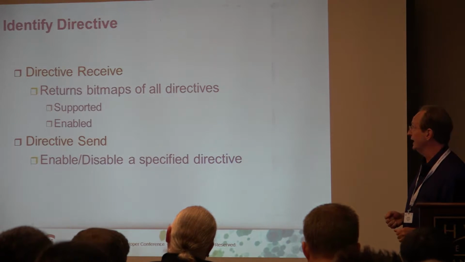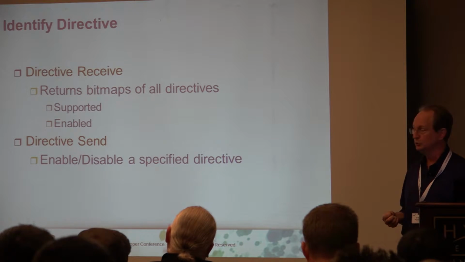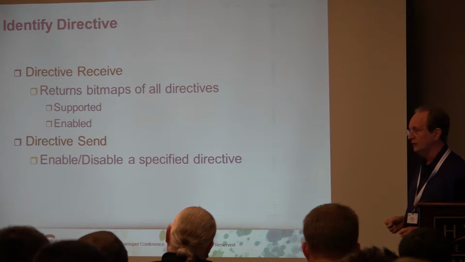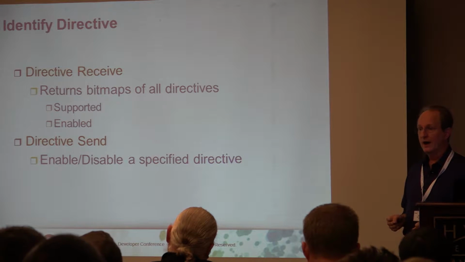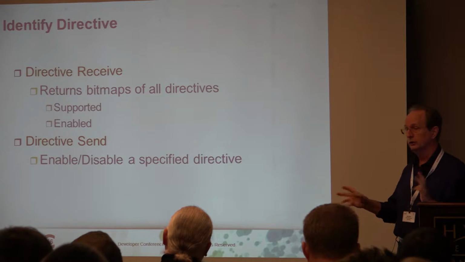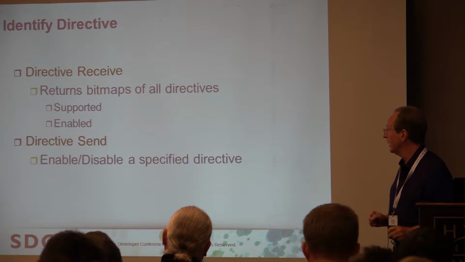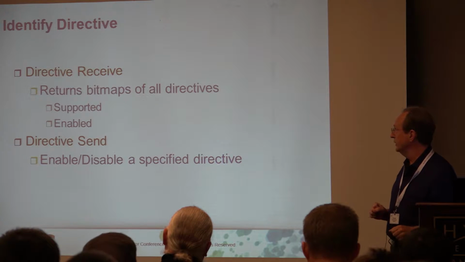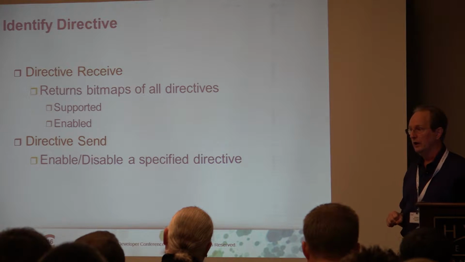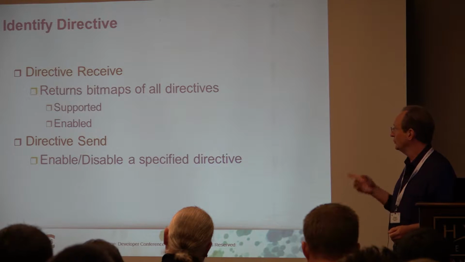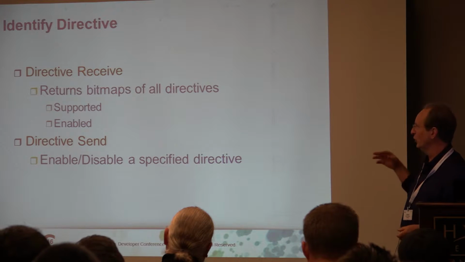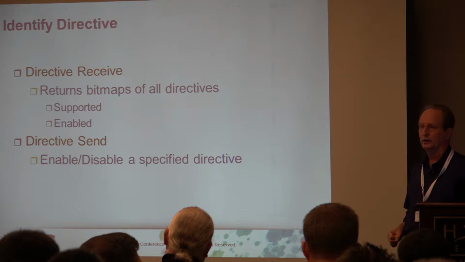the directive received for that returns 2 bitmaps in a single data structure. One of them is a bitmap of the supported directives, and the directive type is a 5-bit value, so it's a bitmap large enough to support that 5 bits worth of possible directive types, and the enabled bitmap comes back telling you which directives have been enabled for this particular NVMe controller. Directive send is used to enable or disable a specific directive. That is the only function of the directive send within the identify directive.